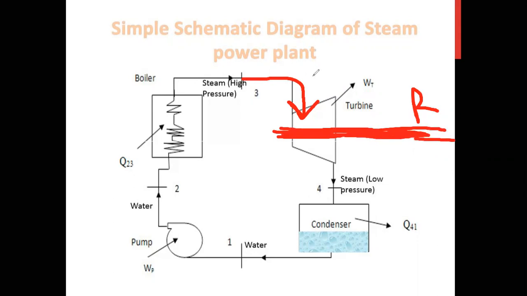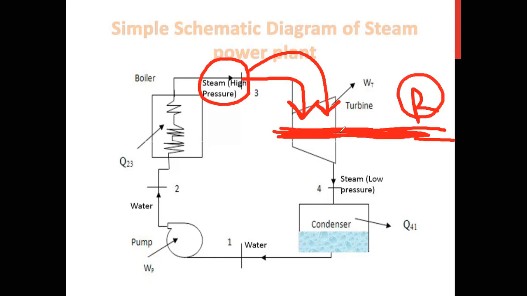My student, as I am telling, when this high pressure and high temperature steam flows within the turbine, it rotates, and it rotates with the rotor of the generator. So we get electricity in the generator.